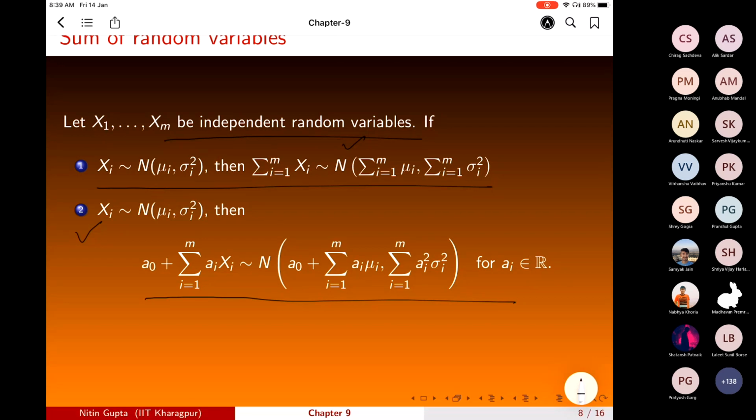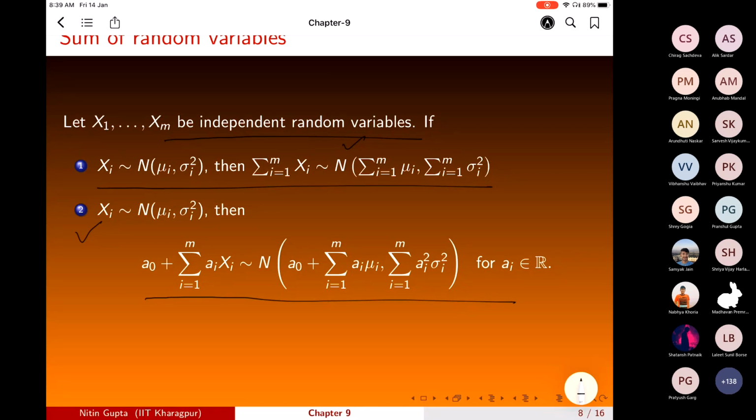For if there is an ai xi, we can take it as something else, which is yi. So for yi, we can say that the mean would be ai times mu i, and the variance would be squared. The constant would be squared. So there would be ai square and sigma i square.